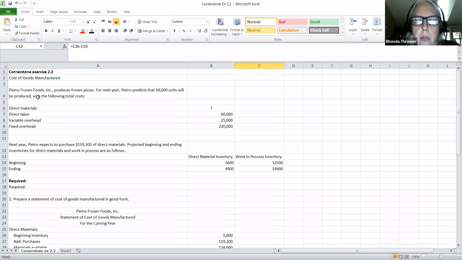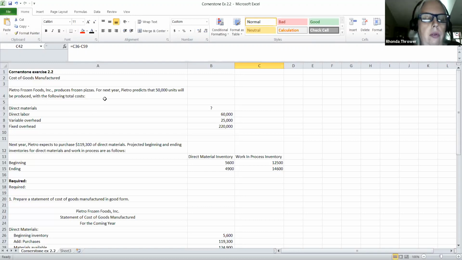And so before we can prepare our financial statements, you need to realize that with a manufacturing environment, which is what we're going to be looking at, with the manufacturing company, we're going to be preparing a statement of cost of goods manufactured first. This is the first financial statement that would be prepared. And on this financial statement are all the costs that are associated with your product.